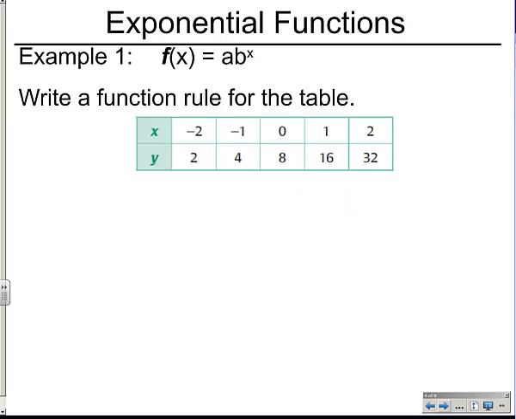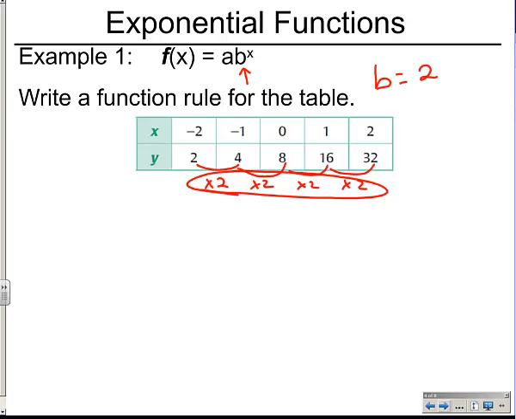So next thing we'll check to see is there a common quotient? So we're going to take 4 and divide it by 2, and we say, okay, well that would be a times 2, and then 8 divided by 4, and that's a times 2 also. So our common quotient, or our common number that we're multiplying by here, always becomes our base number. So we have a b value of 2.